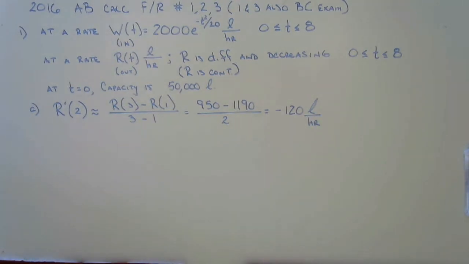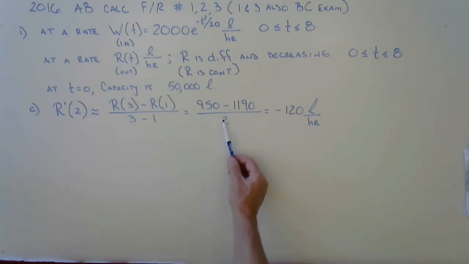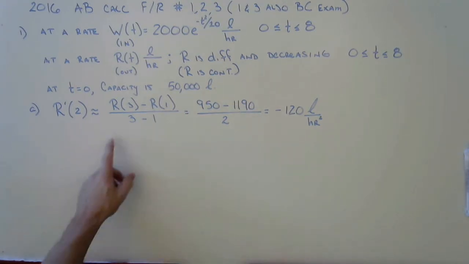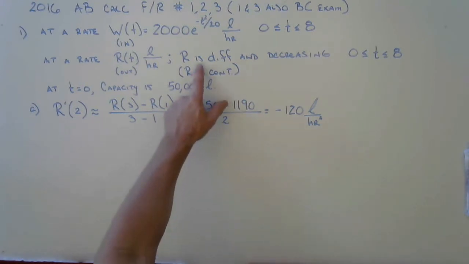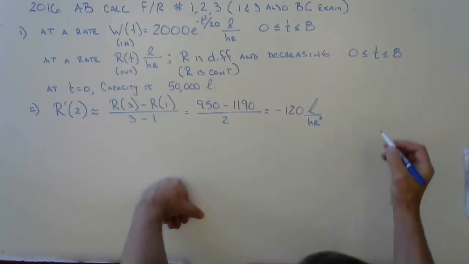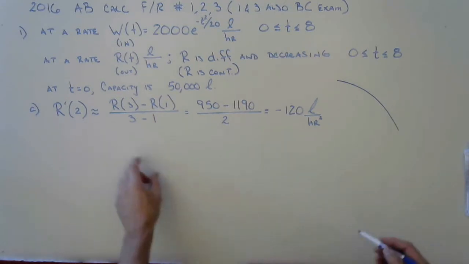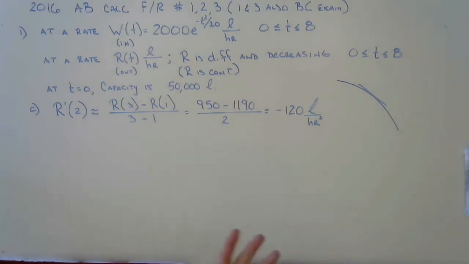But that's not our units, is it? Because our numerator is liters per hour. Our denominator is hours. So this is liters per hour squared. It makes sense that it's negative, because let's think about our function here. R is differentiable and decreasing. It says so right here. This is the derivative of r, and so therefore the derivative of r is the slope of the tangent line, and therefore it's going to be negative. So this problem makes sense.